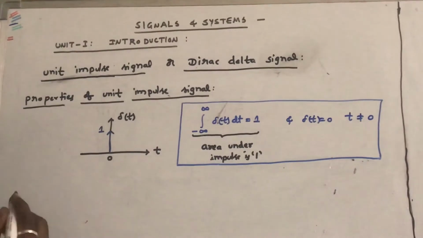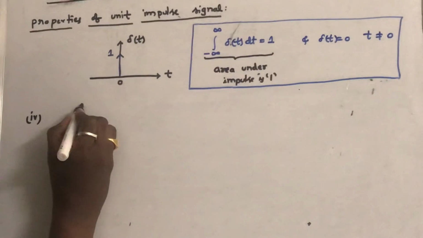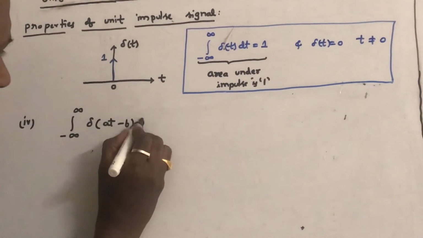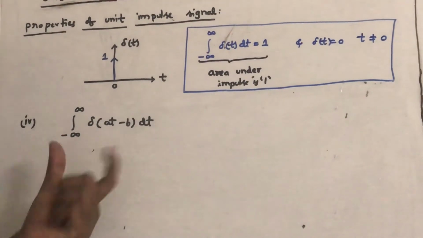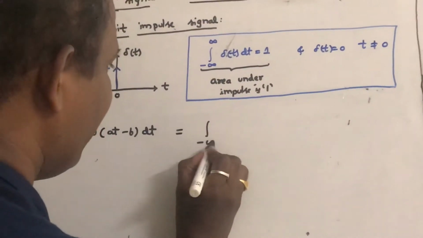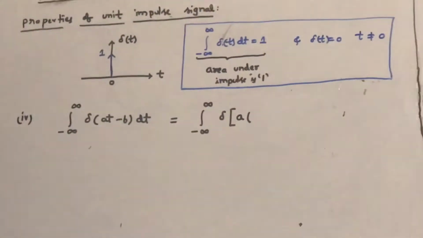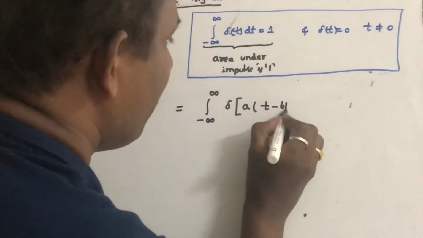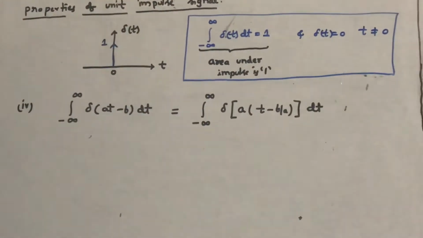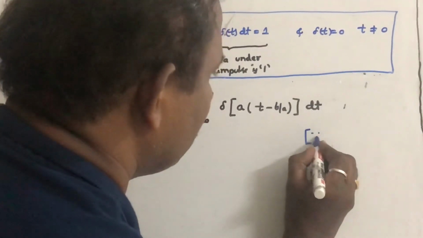Now, let us see one more property, that is the fourth property. Integral from minus infinity to infinity of del of at minus b dt. What will be the value of this? For this, first take a as common inside the del. It will become t minus b by a, into dt. Use property 3 here.